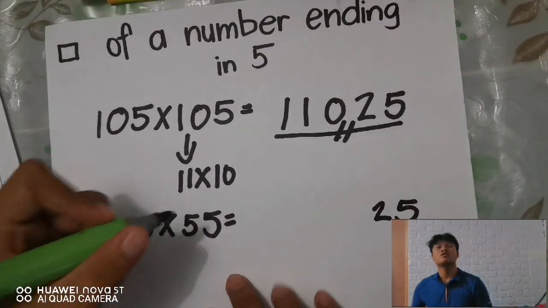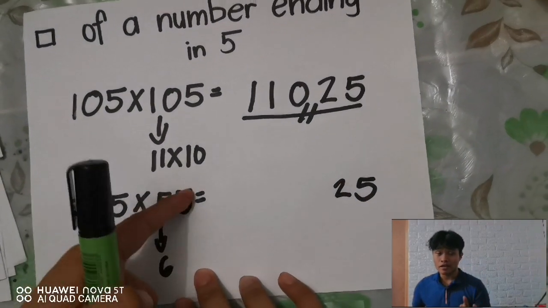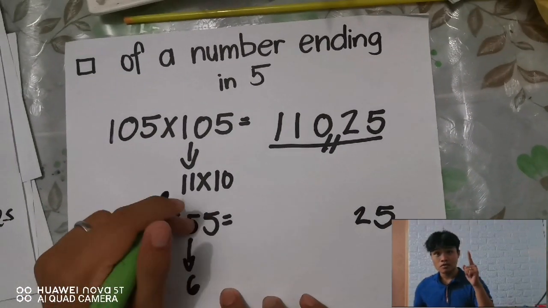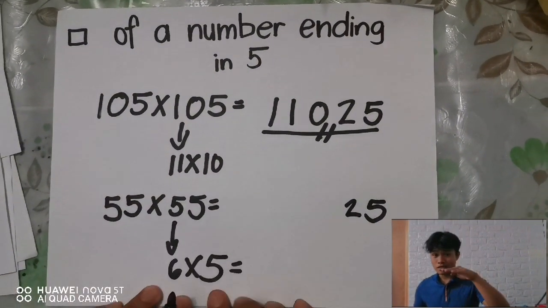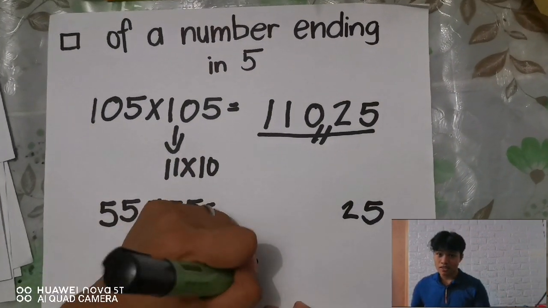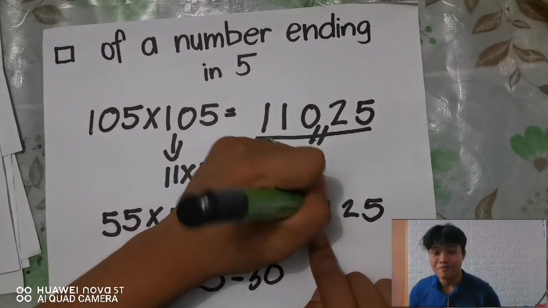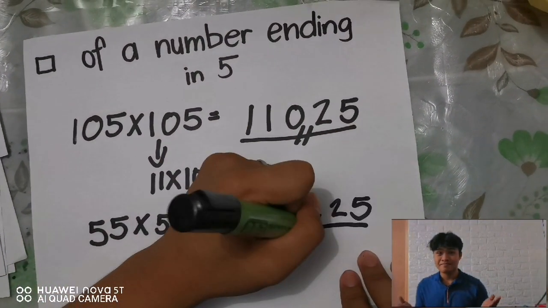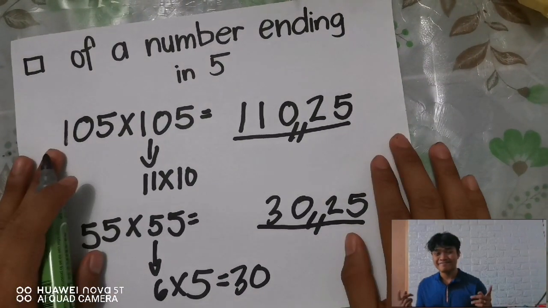And then, what comes after 5? 6. Right? And multiply it by the number 5, the one you just put next to the 6. 6 times 5 is 30. So the answer would be 3025. That's it. It's pretty easy. You can do it. That's all for me.